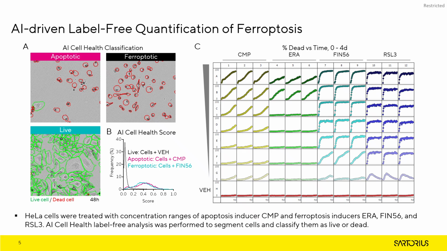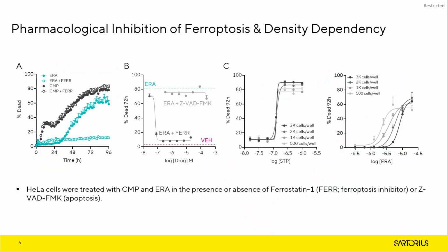You can see that we've got clear separation between the live and dead populations, with ferroptotic and apoptotic cells showing a similar range of dead scores. This indicates that AI cell health can accurately classify ferroptotic cells as dead and provide a label-free readout for total cell death. If we look at the microplate data here on the right, this shows the percentage of dead cells over time, and we can see that all compounds that we tested induced a time and concentration dependent increase in cell death compared to vehicle.